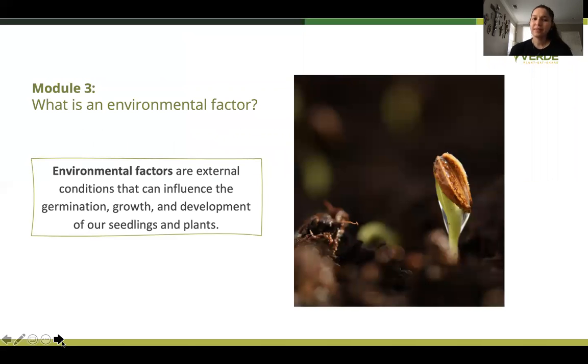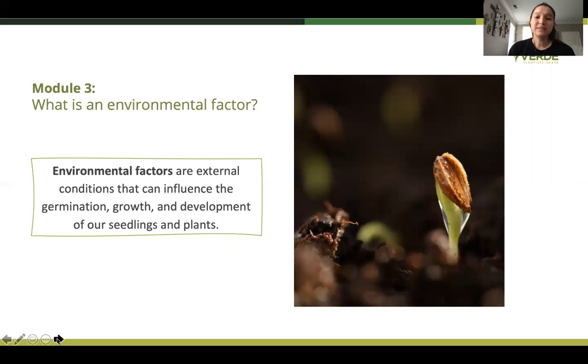Environmental factors, simply put, are the external conditions that can influence the germination of seeds and the growth and development of our seedlings and plants. So it's basically all of the external factors, everything outside of the seed that can affect its germination. In the previous video, we talked about all the things that were inside of a seed that can affect germination, and now we're going to talk about everything that is exterior to the seed.